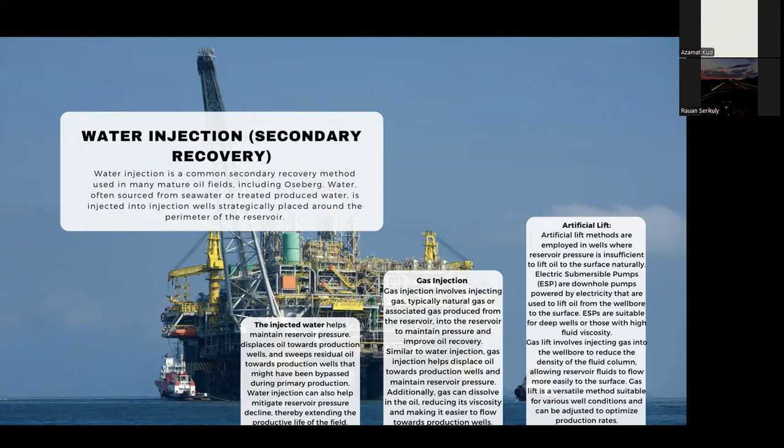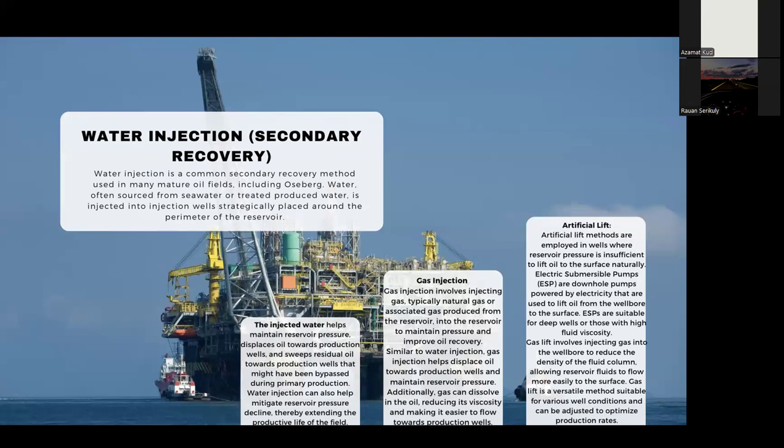The other method is gas injection. It involves injecting gas, typically natural gas or other associated gases produced from the reservoir, back into the reservoir. We use the gas injection to maintain the pressure and improve the oil recovery. It is similar to water injection, and the gas injection helps to displace the oil towards the production wells and maintain the reservoir pressure. Additionally, gas can dissolve in the oil and reduce its viscosity, making it easier to flow towards the production wells.